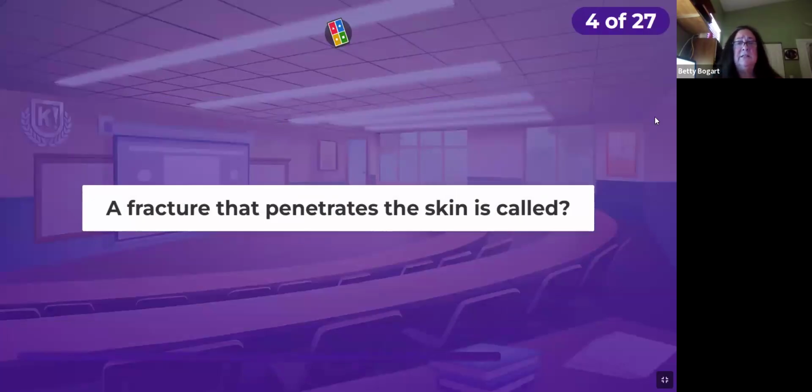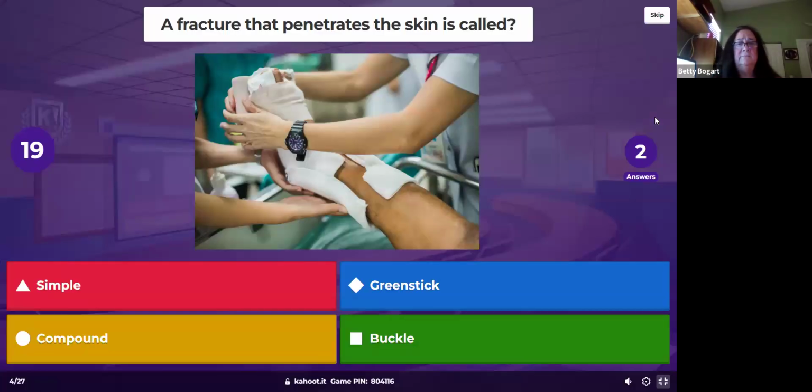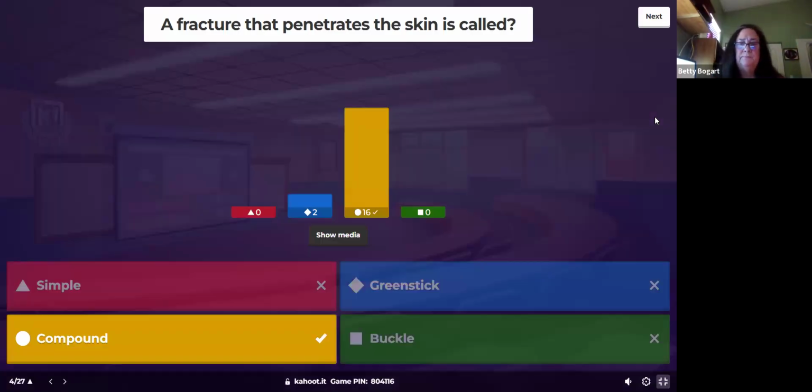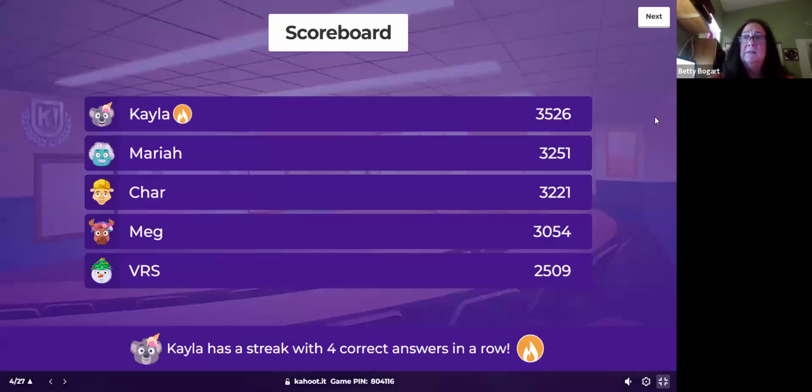A fracture that penetrates the skin is called a compound fracture. That's when the bone comes out. What's our biggest concern about a fracture that penetrates the skin, an open fracture? It is infection, worried about osteomyelitis.